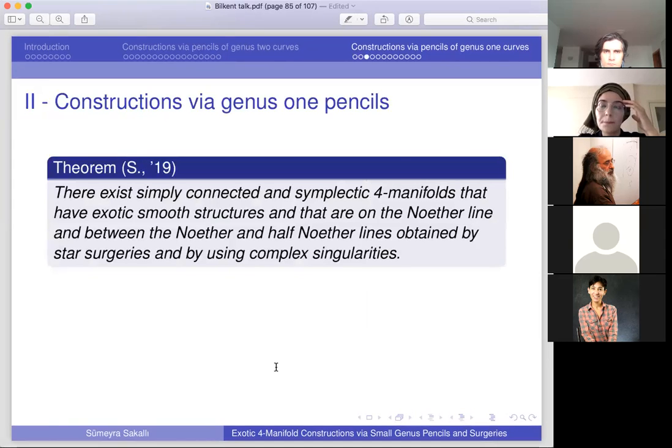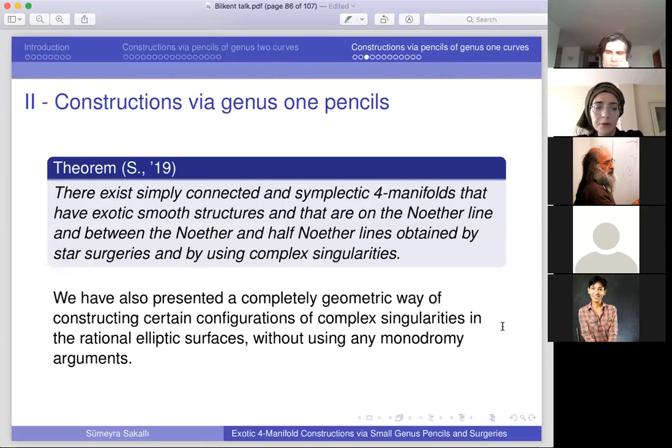And let me state my theorem. I showed that there exist simply connected symplectic manifolds which have exotic smooth structures. Some of them lie on the Noether line, and some others lie between the Noether and half Noether lines. I obtained them from star surgeries and also by using complex singularities. In my work, I also presented a completely geometric way of constructing certain configurations of complex singularities in rational elliptic surfaces. A rational elliptic surface means just CP2 blown up at 9 points. Inside those, I have obtained certain configurations, and I didn't use any monodromy arguments.